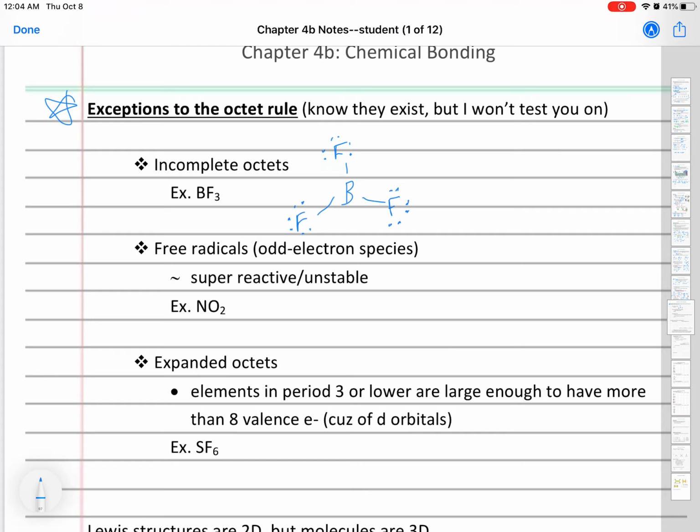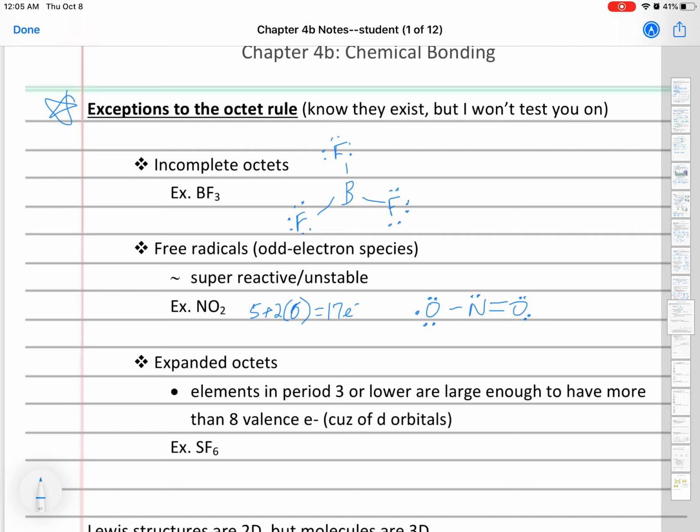These are odd electron species. If you haven't noticed, all the examples we've done have an even number of electrons. Well, nitrogen dioxide, nitrogen has 5, and oxygen has 6. So 2 times 6 is 12, plus 5, 17 electrons. It's an odd number. So it ends up looking something like this. One, two, three, 4. And then there's just 1 electron sticking there.